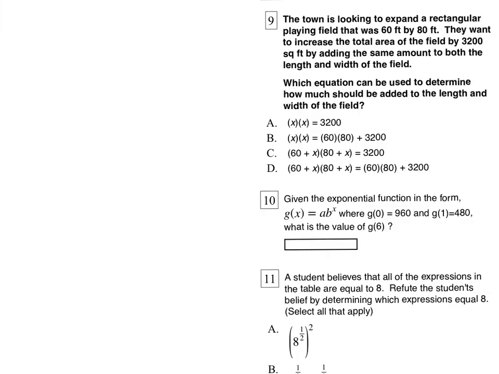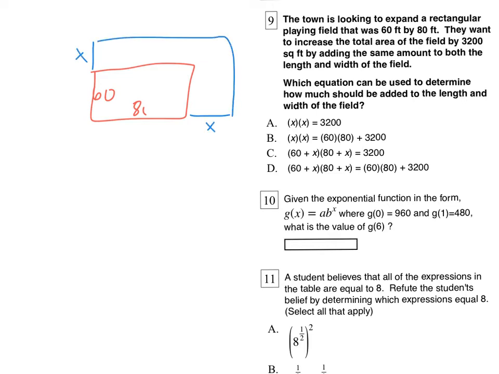All right, next up, the town is looking to expand a rectangular playing field that is currently 60 by 80. They say they want to add the same distance to the length and the width to make a bigger rectangle. So we're going to add the x there and add the x there. They didn't say it's like a walkway all around. They're just saying we're adding to the length and the width. By doing this, they want to increase the area by 3,200 feet. So they want it to be 3,200 more than it was before. They don't want it to be 3,200 total, just 3,200 more.